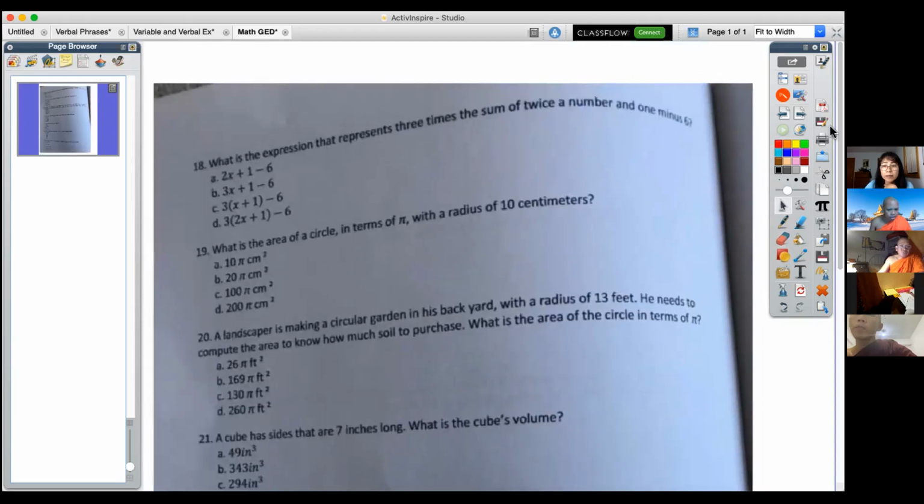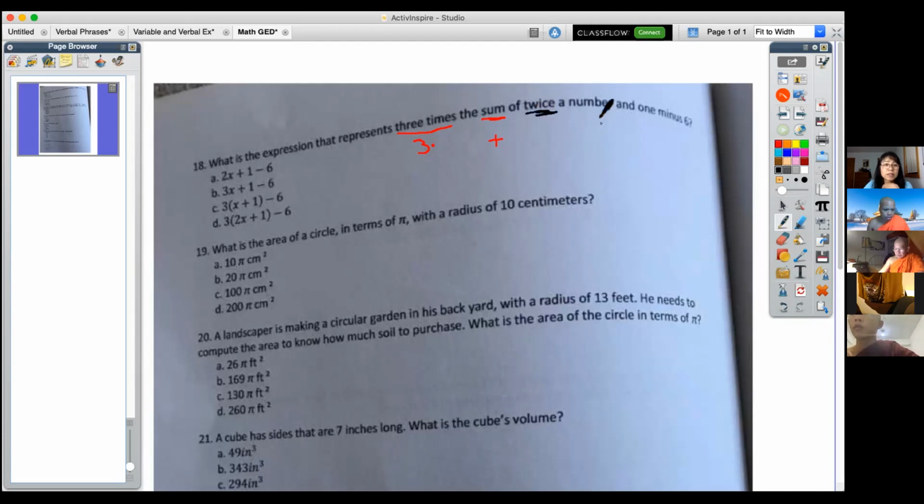So here you're looking at 3 times. 3 times means multiply. So here's your multiply. And you multiply by what? The sum. And what does sum mean? Sum means plus. The sum of what? A number. What does twice mean?